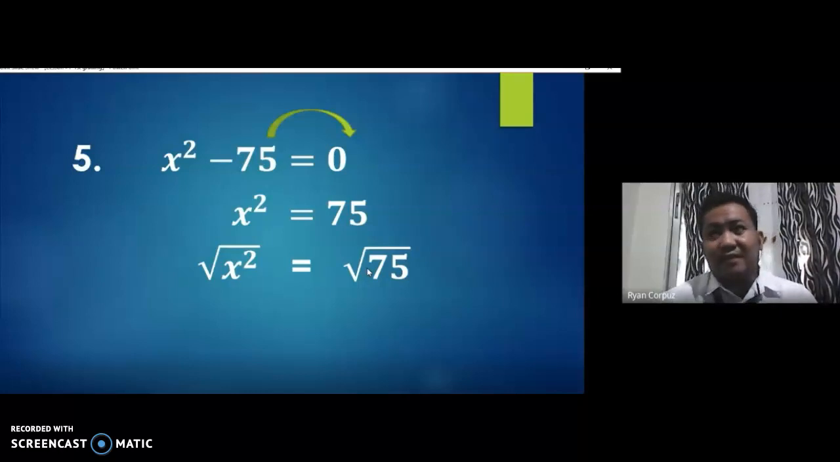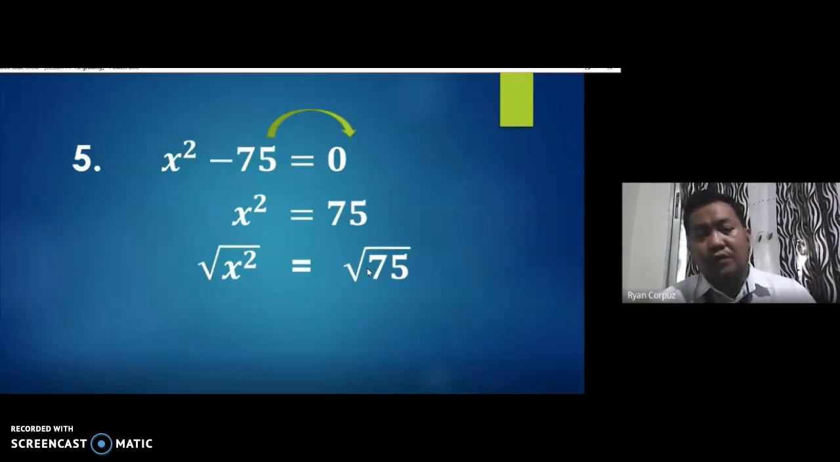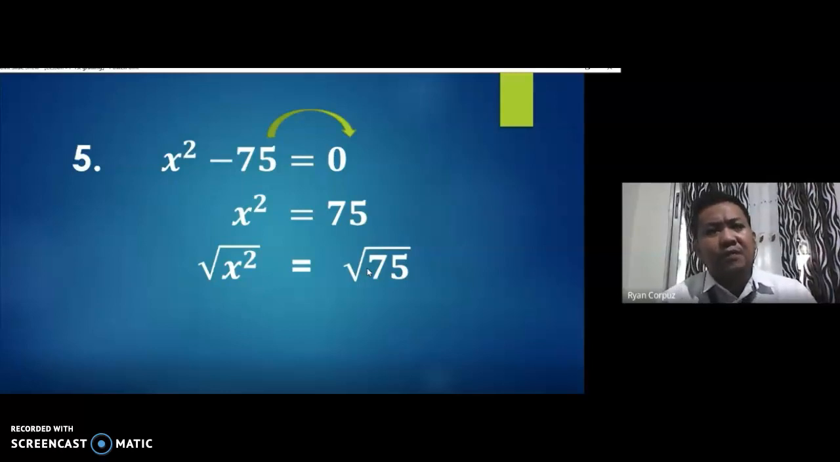But on the right side, 75 is a number wherein there's no number that, when you multiply it by itself, the answer is 75. So, the same way we did on number 4, we are going to factor 75, wherein one of its factors is a perfect square. What are those factors of 75? Let's say 15 times 5.